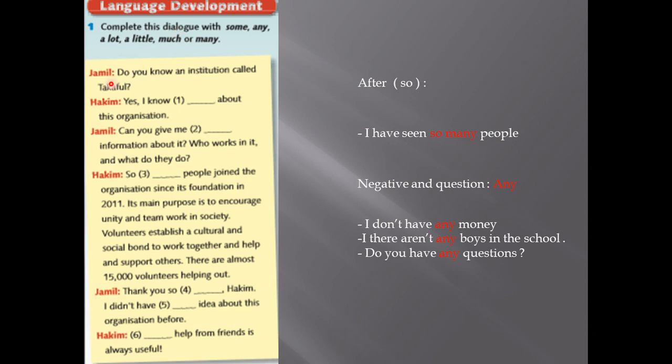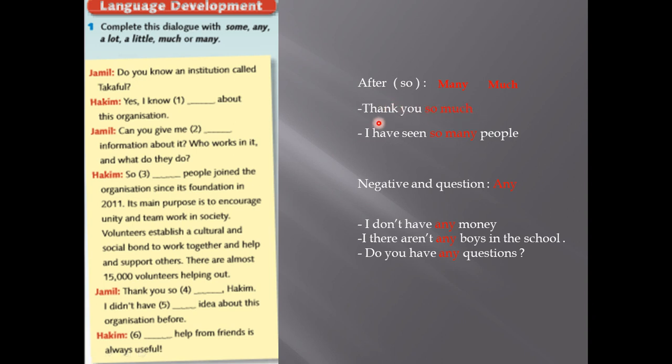As you see here, we have a dialogue between Jamil and Hakim. We are going to complete the dialogue with these words: some, any, a lot, a little, much, or many. And as we discussed before, these are quantity words. We have discussed and explained this lesson before. Before we start, usually after "so" we use either many or much. Look here at these two examples.